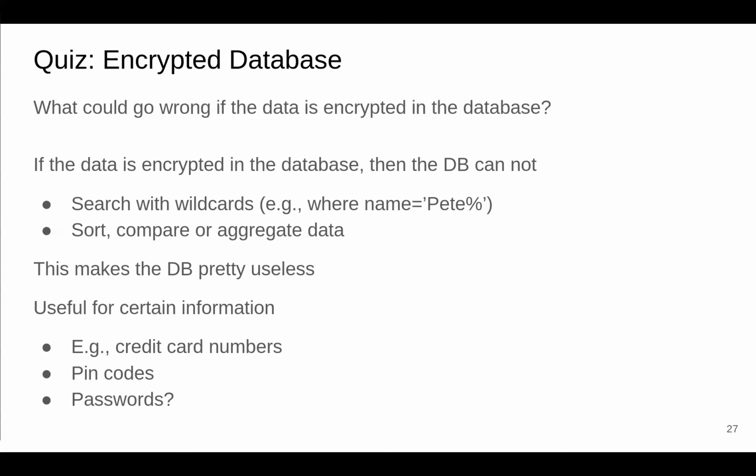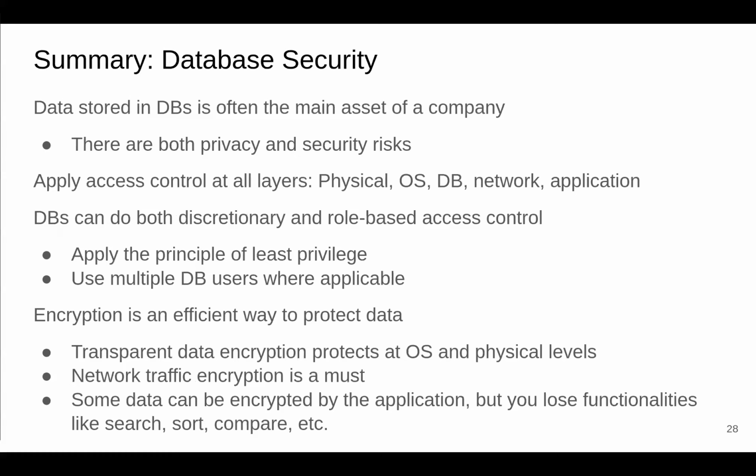So far, so good. Summary for database security. Data stored in the database is often the main asset of a company, facing both privacy and security risks. We learned about access control at the different levels: physical level, operating system, database, network, and application, with different trade-offs for all of these levels. The database can do both discretionary and role-based access control, where we looked at different examples. Encryption is an efficient way to protect data, transparent at the operating system and physical levels. Network traffic encryption is a must through TLS.